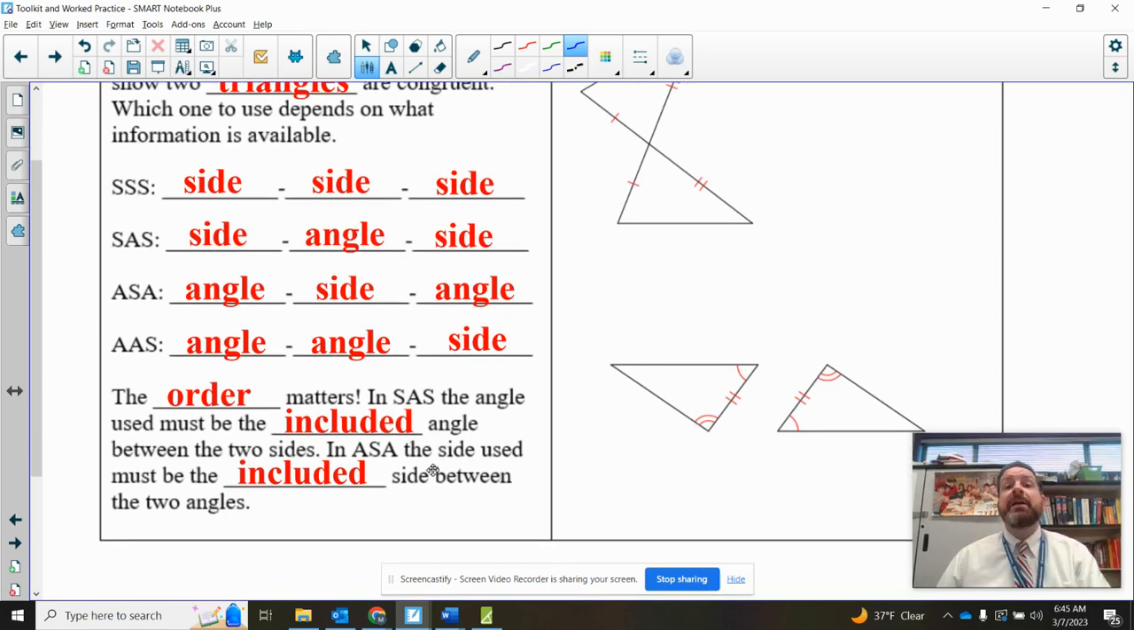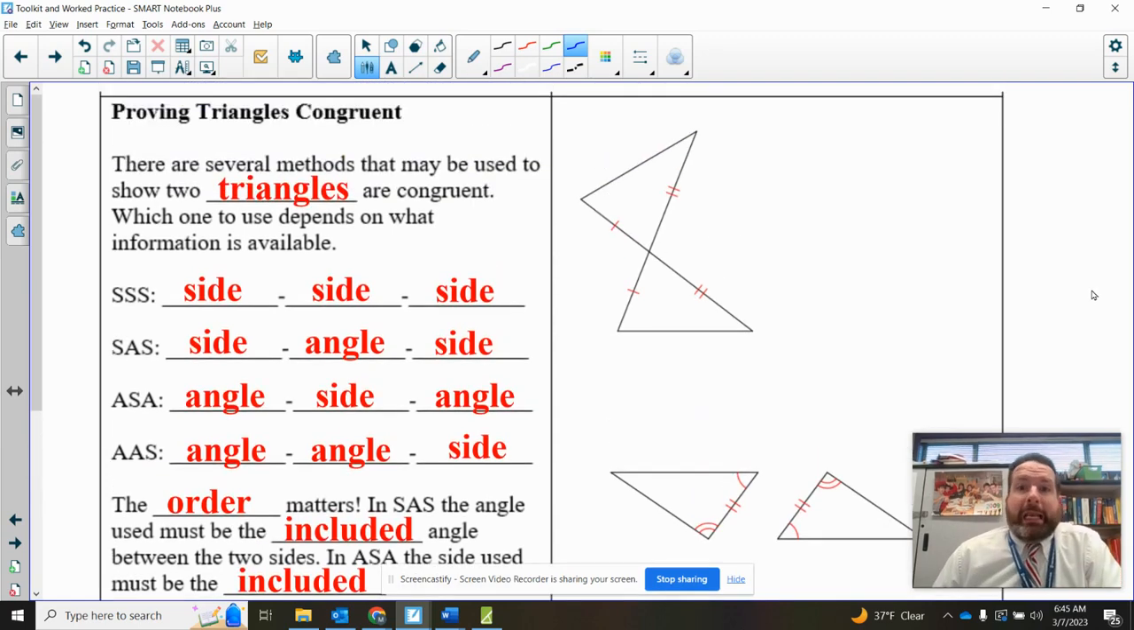In ASA, you've got to start with an angle, then go to a side, and on the other end of that side, have your second angle. The side has to be between the two angles, and that we call the included side. It's the one that is touching both.